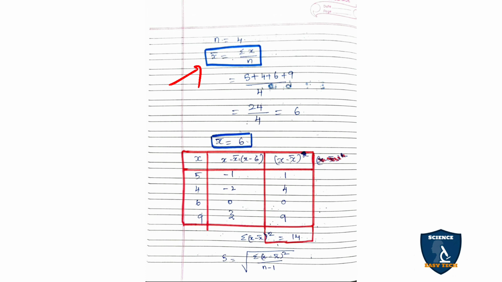Next, you have to add everything. Summation of (x minus x bar) whole square: 4 plus 1 is 5, 5 plus 9 is 14. So sigma (x minus x bar) square is equal to 14.